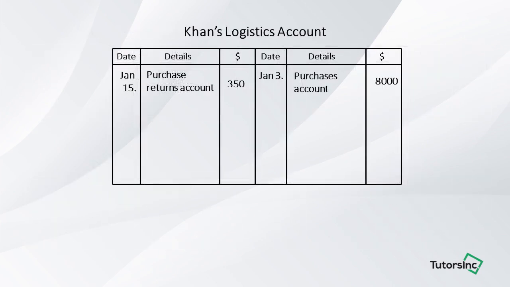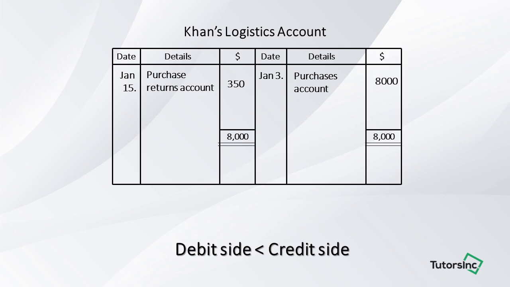Now that all the entries have been recorded, we will now close one of the accounts to review what we have learned about how to close T accounts and bring the balance down. On the screen, you can see you have Khan's Logistics account with entries on both sides. We have purchase returns account on the debit side and purchases account on the credit side. We shall now be closing this account and bring the balance down to the next month.